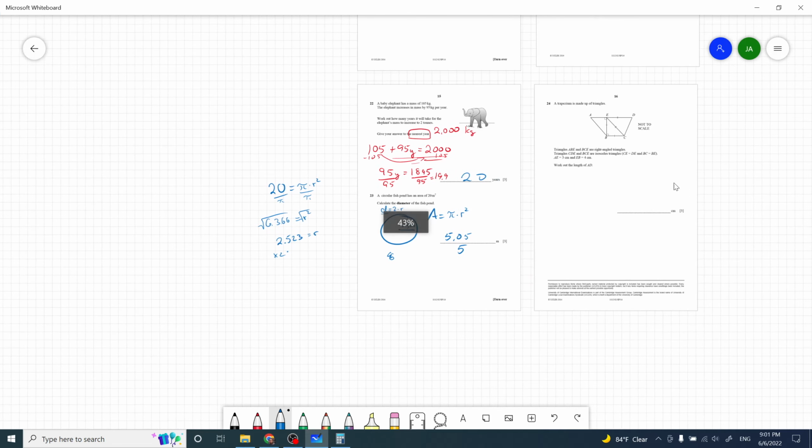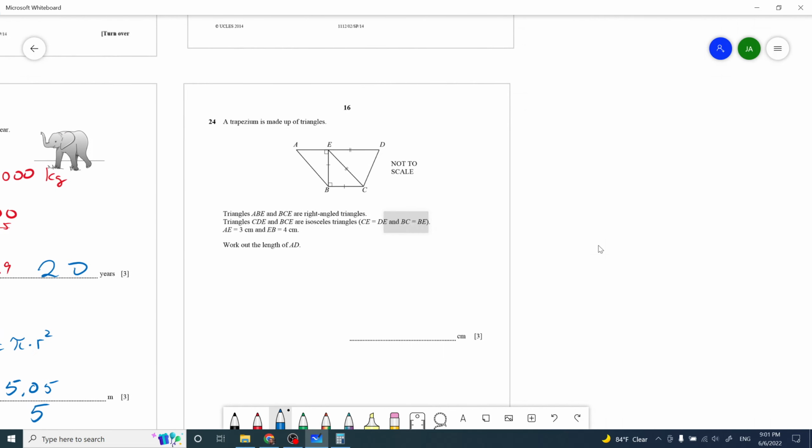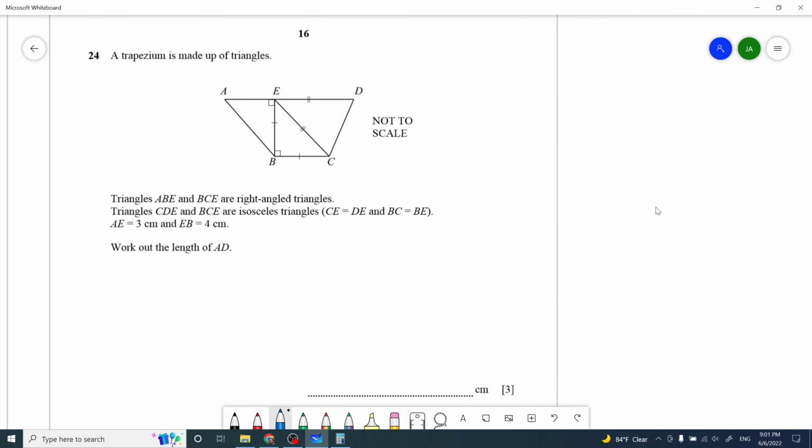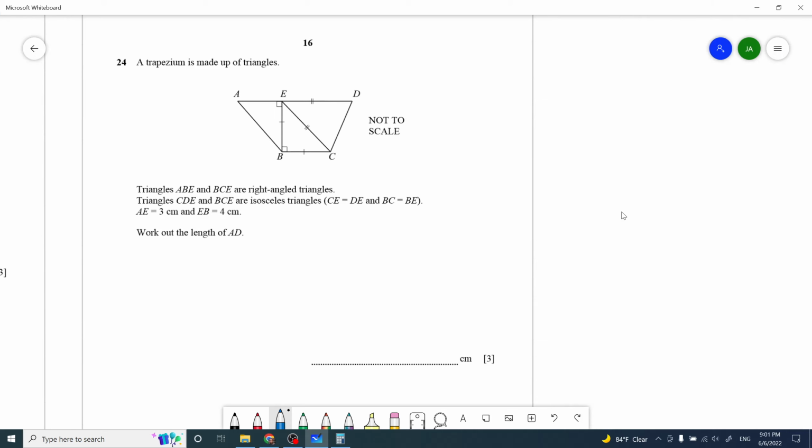And finally, moving on to our last question. A trapezium is made up of triangles. Brain-busting material, right? Okay, so triangles ABE and BCE are right-angled triangles. Triangles CDE and BCE are isosceles triangles, meaning that they have 2 equal sides. So AE equals 3 centimeters and EB equals 4 centimeters. We want to work out the length of AD. So this is going to be lots and lots of fun.